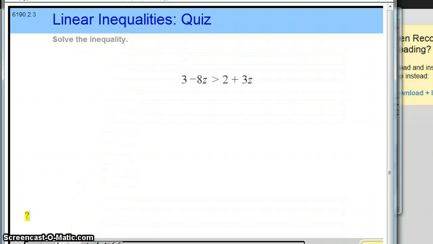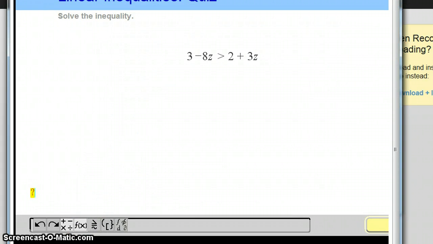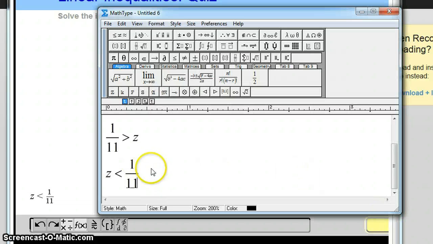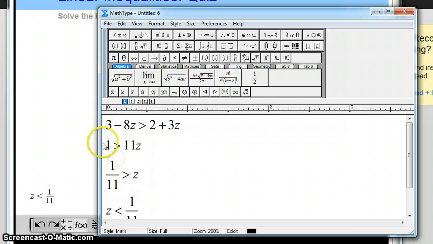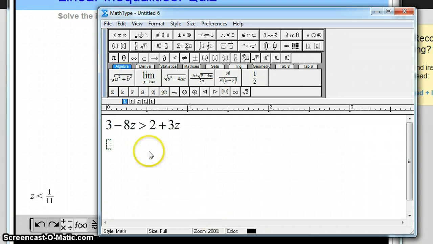Okay, so we could take a look back at our quiz, and I'll pop the answer up here. Correct answer, z is less than 1 over 11. Okay, so I'm just going to give you a slightly different version just to make sure you understand how dividing by negatives works. So this is our same inequality, but let's say we subtract 3z from both sides. We'll get 3 minus 8z minus 3z strictly greater than 2, right?